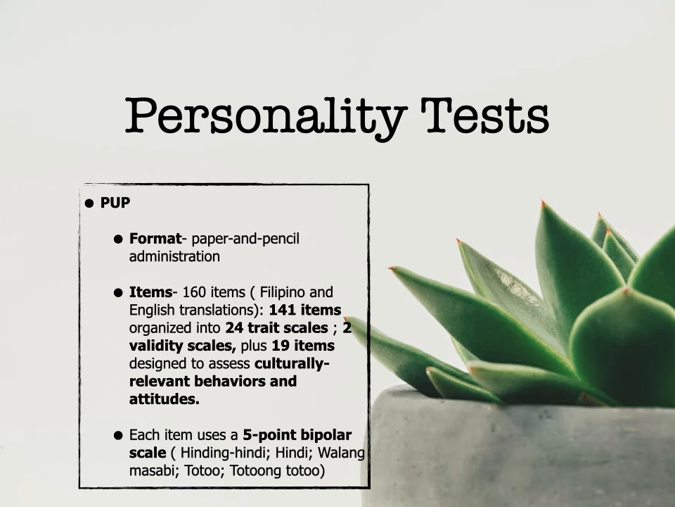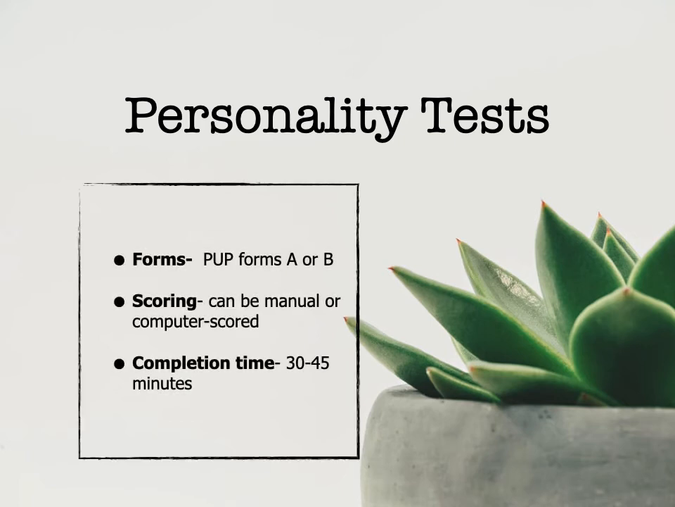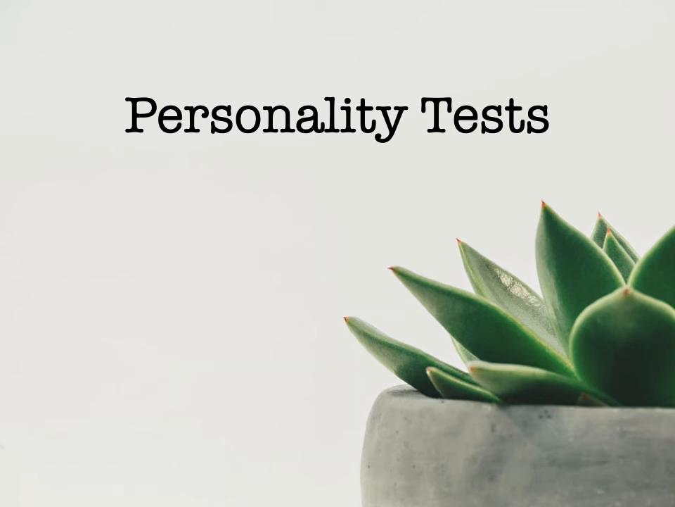Each item uses a 5-point bipolar scale. The scale in Filipino is rated from hinding hindi, hindi, walang masabi, totoo, or totoong totoo. The PUP has forms A and B, and it can be scored manually or computer scored. Completion time for PUP takes around 30 to 45 minutes.